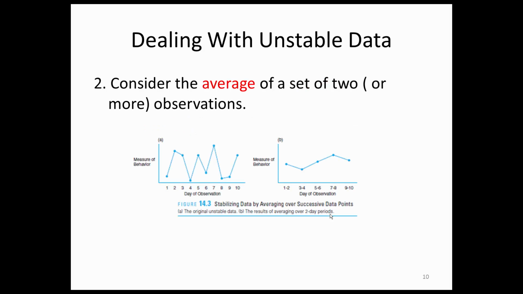The other method is to consider the average of a set of two or more observations. For example, in this picture, as you see, it's a kind of unstable baseline, and what we can do is just average day 1 and day 2, and day 3 and day 4, and day 5 and day 6. And if you look at the second picture, you see it looks more stable.